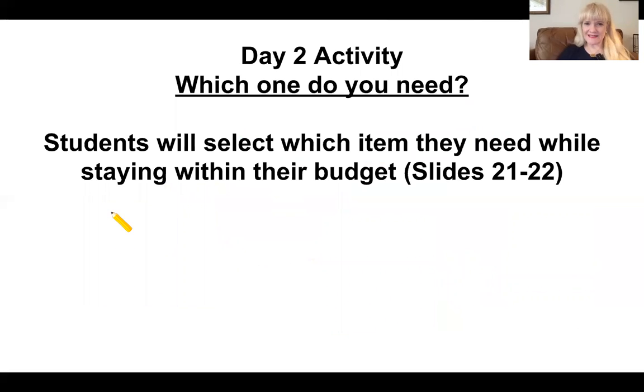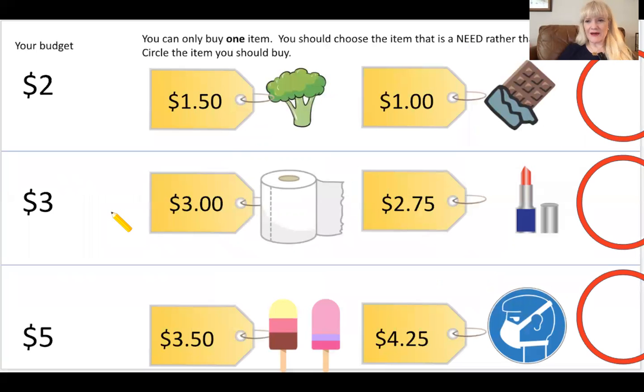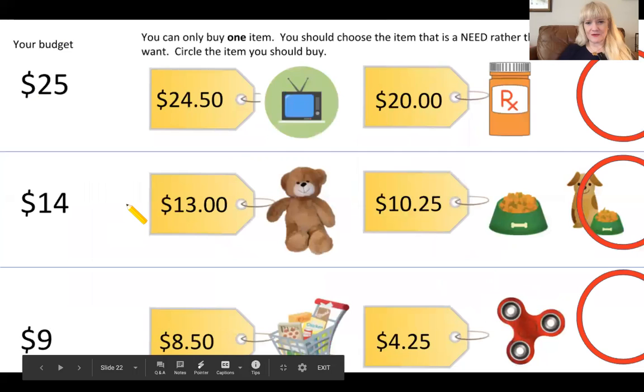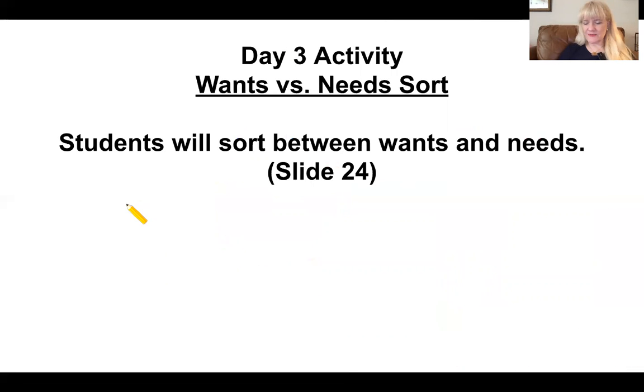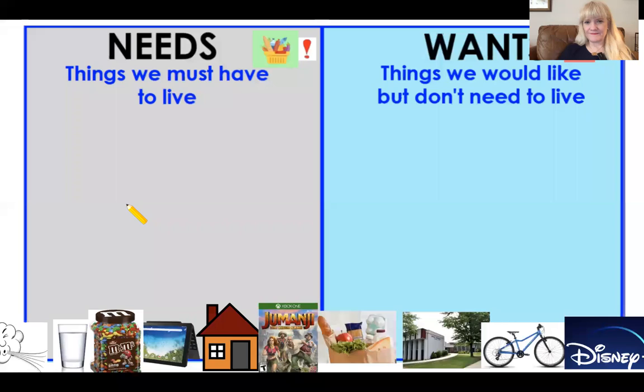The day 2 activity, you're going to decide which one of these items do you actually need? And then you'll have to decide if you have enough money for the items that you need. Okay, so you have to choose between 2 items and you have to stay in the budget. So your budget is over here. Okay, and then day 3, you have to sort between the wants and the needs. Okay, so again, we're going to start the week and end the week with a sort.